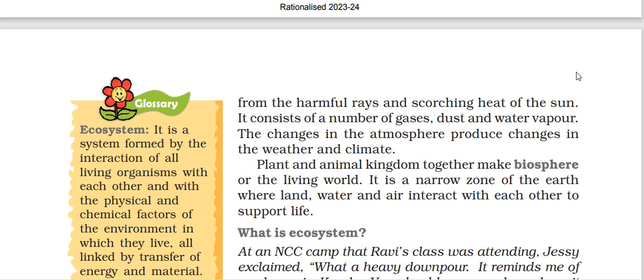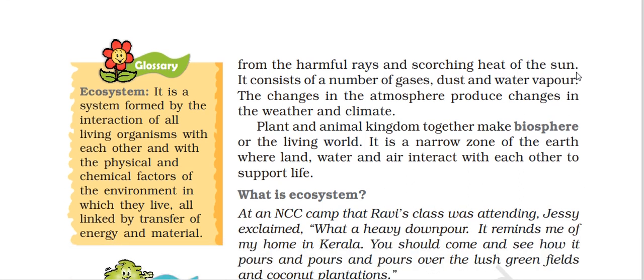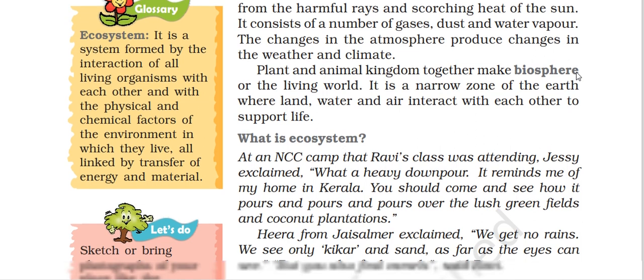Plants and animals together make the biosphere, or the living world. It is a region of the earth where the land, water and air interact with each other. An ecosystem is a system formed by the interaction of all the living organisms with each other as well as the physical and chemical factors of the environment in which they live, all linked by the transfer of energy as well as material. What is an ecosystem?